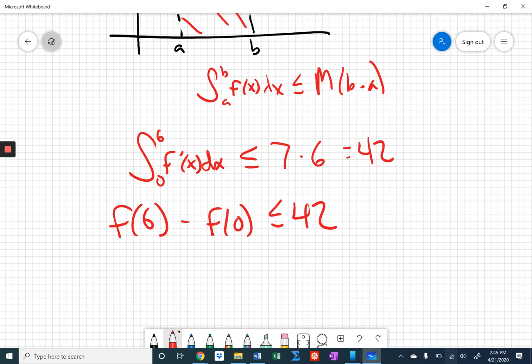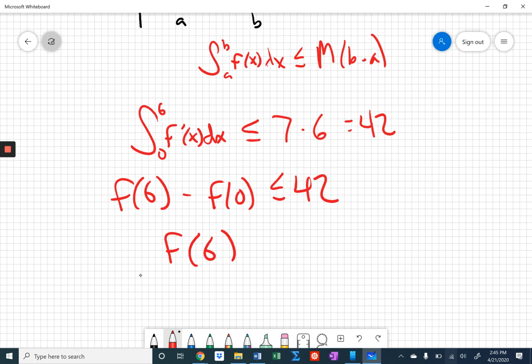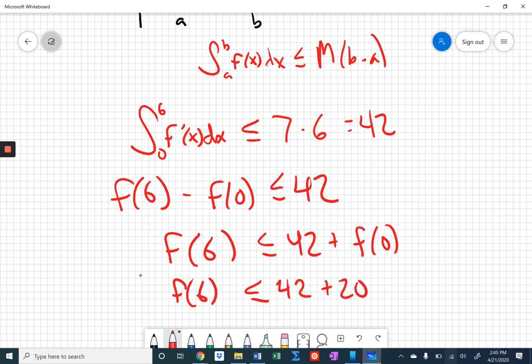So f of 6, we know f of 0 is 20, but let me just add that f of 0 to both sides here. So f of 6 is going to be less than or equal to 42 plus 20, which is 62. So f of 6 cannot be bigger than 62. So no, f of 6 cannot be 70. Okay, that's how you answer that question.